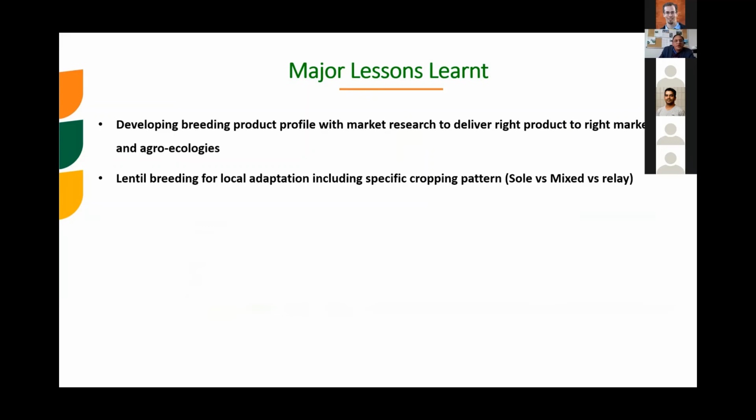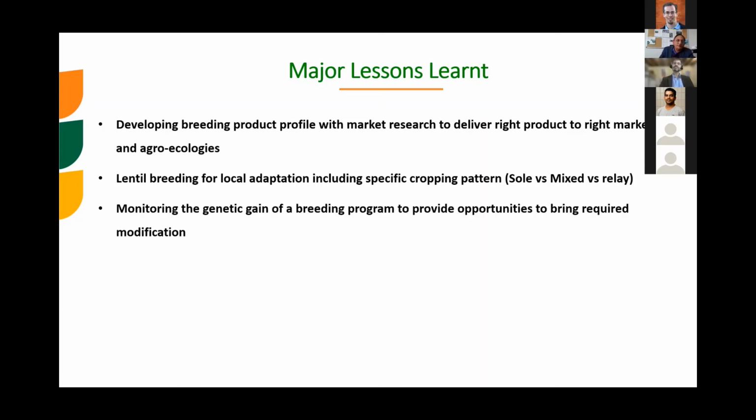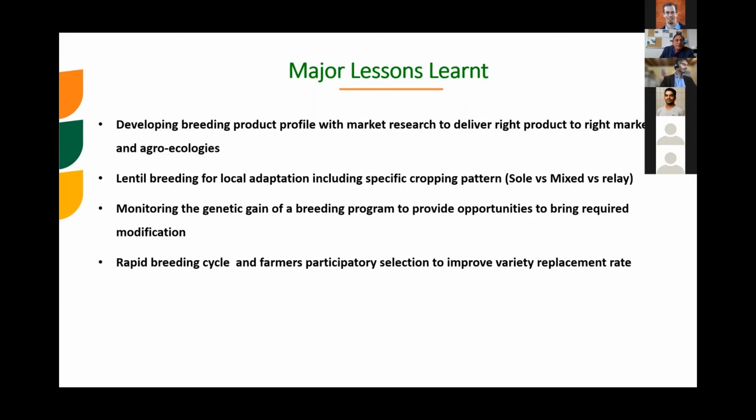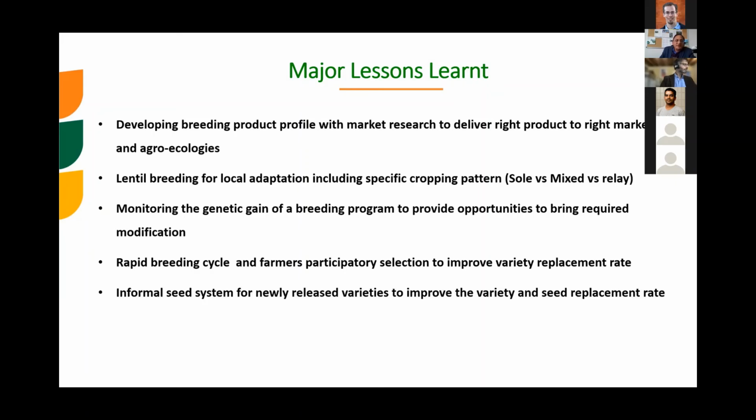Lentil breeding for local adaptation, including specific cropping patterns like sole versus mixed versus relay, is very, very important. So then we have to make our breeding programs for specific agroecologies. Then monitoring the genetic gain of breeding programs really helps us to provide an opportunity to bring the required modifications in our breeding programs. Then rapid breeding cycle and farmers' participatory selection help to improve the variety replacement rate. Then an informal seed system for newly released varieties really helps to improve the variety and seed replacement rate.